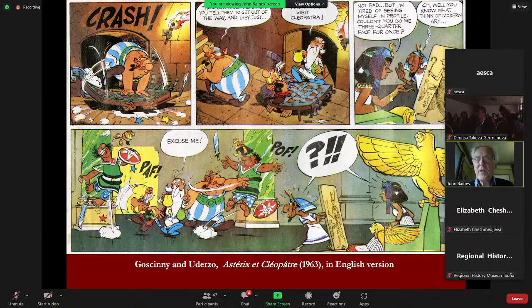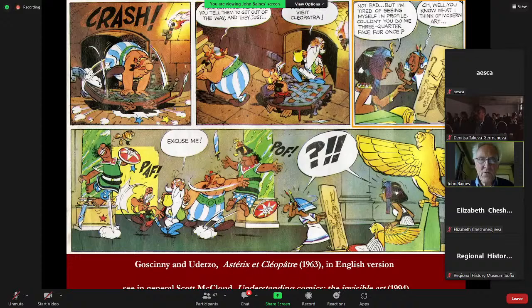There is Cleopatra, and an Egyptian artist has brought his work, his picture of her, for her to see. But she doesn't like it because it isn't in perspective, because Greeks used perspective, or more or less they did. Whereas the artist says, you know what I think of modern art. So from his perspective, he does traditional ancient Egyptian art. And there are lots of quite interesting little points in Asterix and Cleopatra. I would also mention this book by Scott McCloud about how to understand comics, which I think tells you a lot. He starts with ancient Egypt.